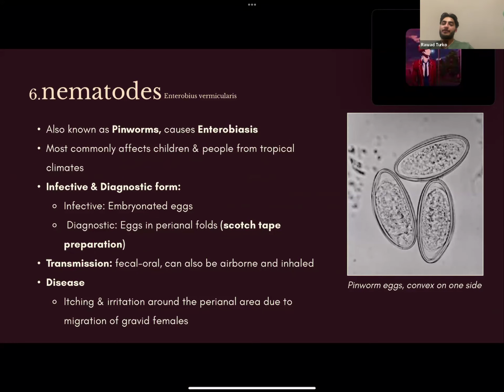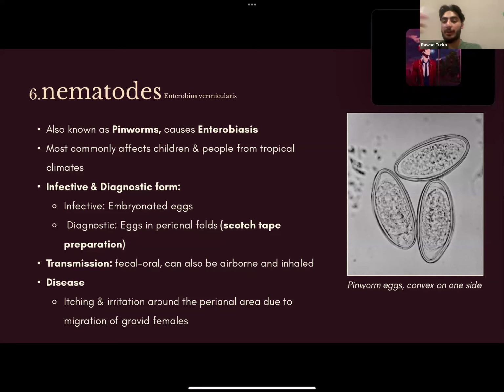Enterobius vermicularis. These are known as pinworms. Most commonly they affect children. This is very important, guys. It's really important that you know the most common population affected, the epidemiology. A lot of the times, when they ask you questions, they're going to give you the most commonly affected population. So if a parasite more commonly affects the elderly, they're going to ask you about an elderly patient. If it's more commonly associated with children, they're going to ask about a child. So just know that they most commonly affect children and people from tropical climates.